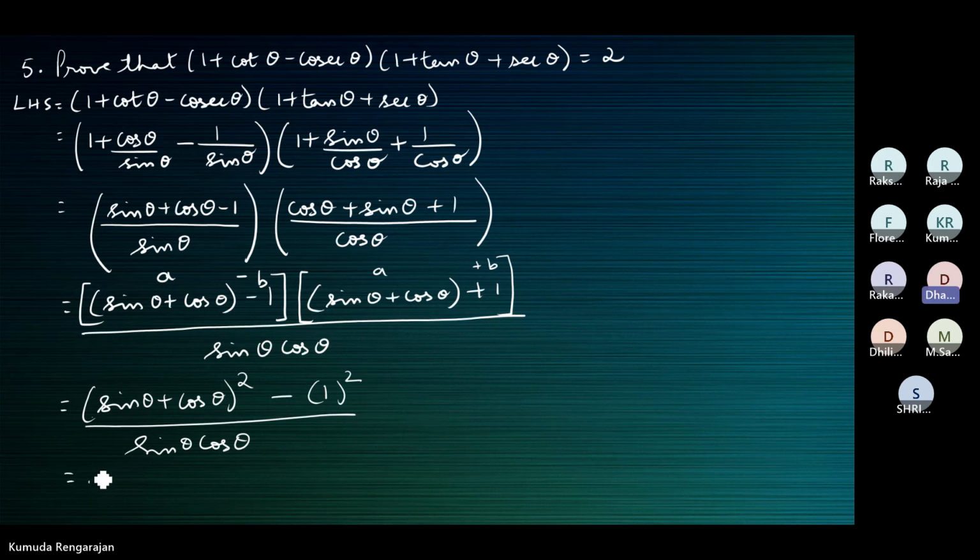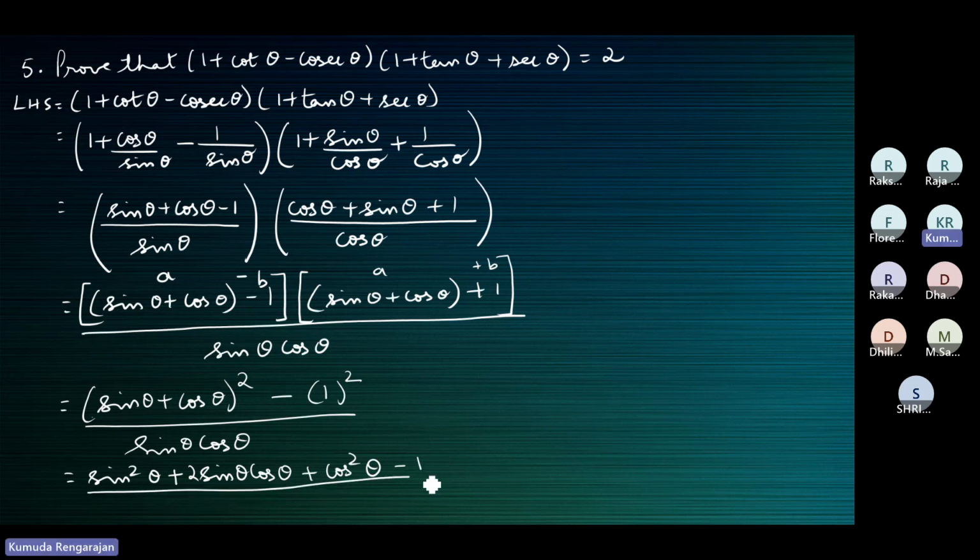Sin square theta plus 2 sin theta cos theta plus cos square theta minus 1, divided by sin theta cos theta.